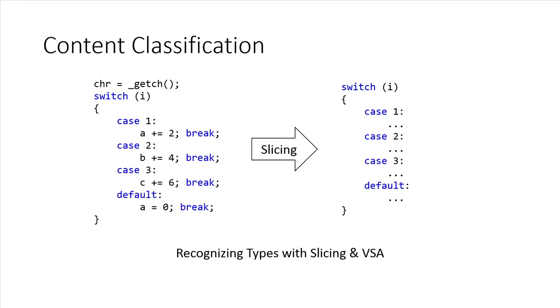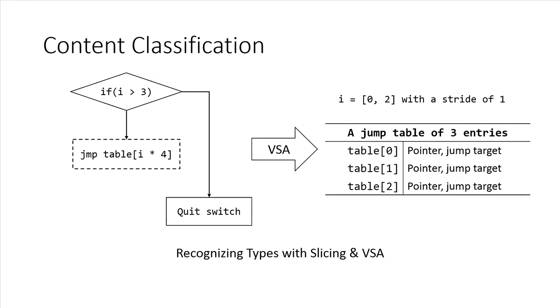We first perform slicing to remove all the code that is not relevant, and then we run VSA on the program slice. VSA will be able to tell us, oh, there are three values for i, which are 0, 1, and 2. And then there's a jump table somewhere in the memory. It tells us there is a base address for the jump table that has three entries. And each entry in this jump table is a pointer and a jump target.